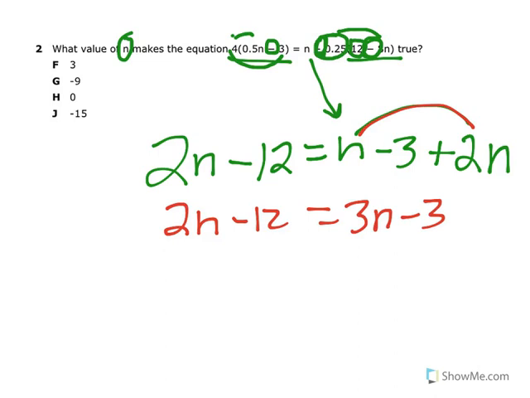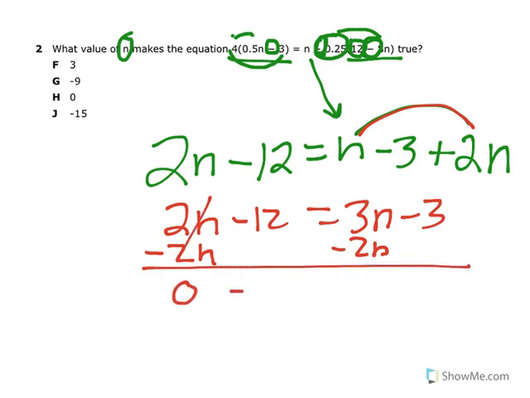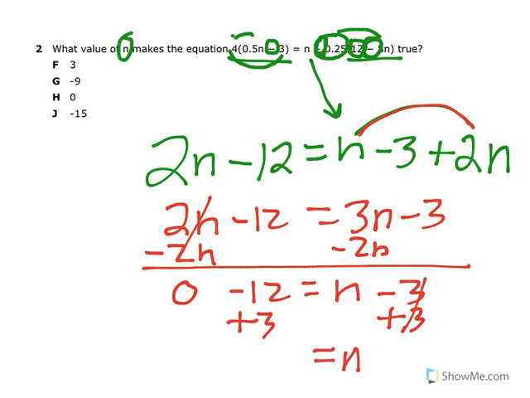Okay, now we want the variables on one side and the numbers on the other. So subtract 2n, minus 2n. Those go to 0. You have minus 12 is equal to 3n minus 2n is n, minus 3. Okay, now we want to get the 3 to the other side, so you add 3, add 3. Those go to 0, and you get n is equal to minus 12 plus 3 is negative 9.